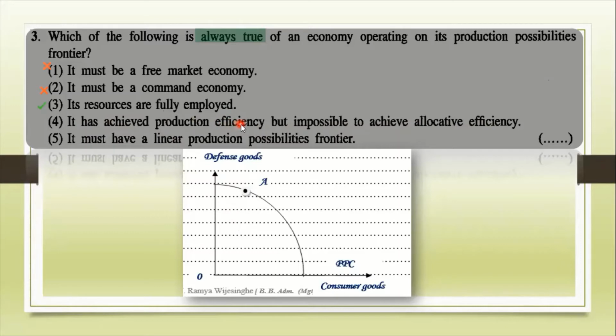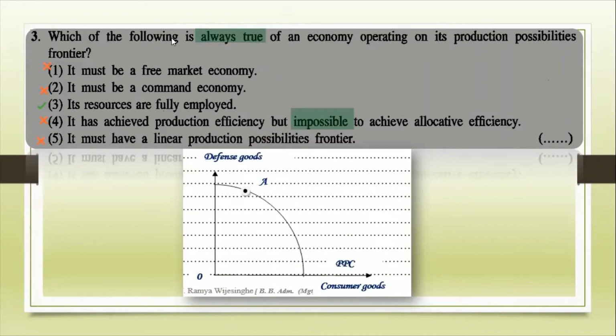Then here, if productive efficiency is achieved, a production combination point stays on the PPC, and allocative efficiency also lies on the PPC. Here it says it's impossible to achieve allocative efficiency. Therefore, we can't say that allocative efficiency also stays on the PPC. Then the fifth one: it must have a linear production possibilities frontier. If it is a linear production possibility frontier, constant opportunity cost is shown. But we can't say that by using this fact. Therefore, this one also won't come.